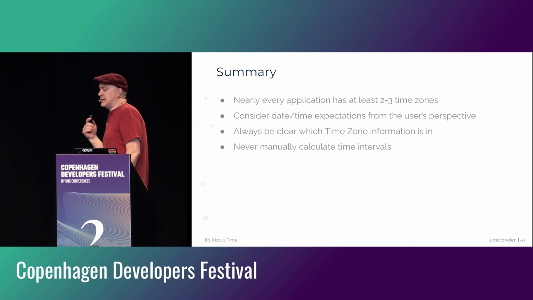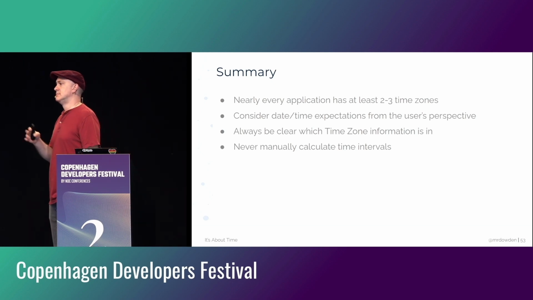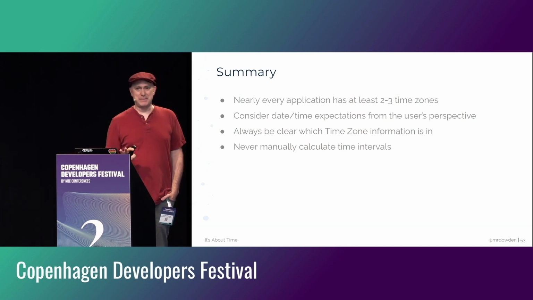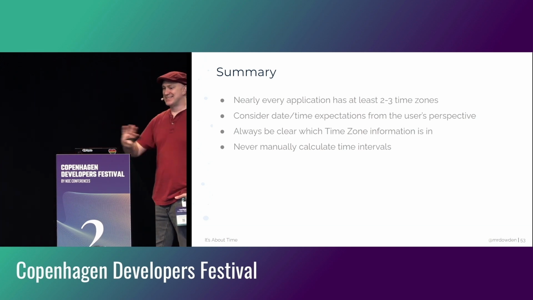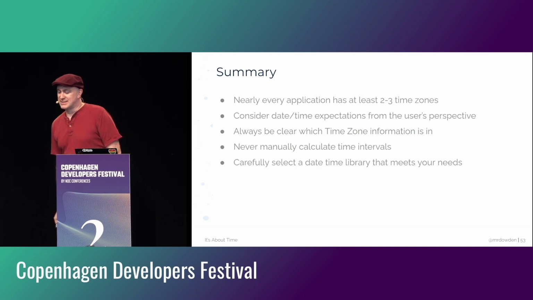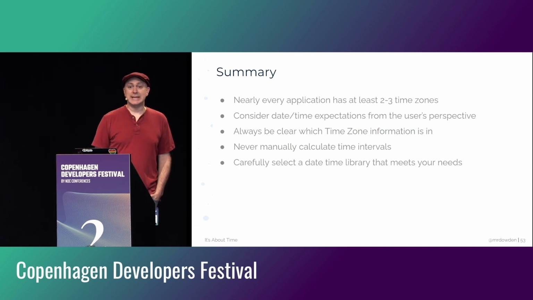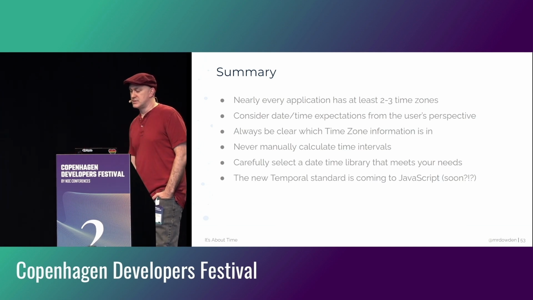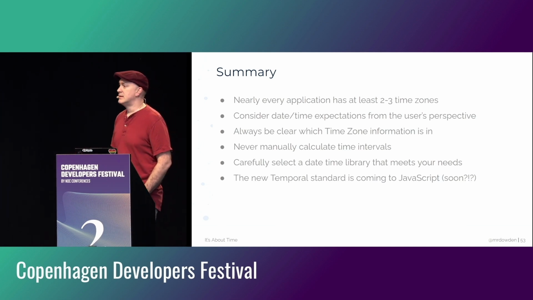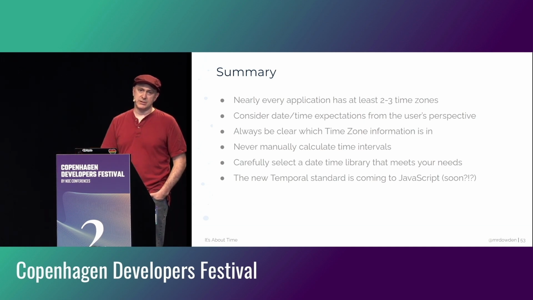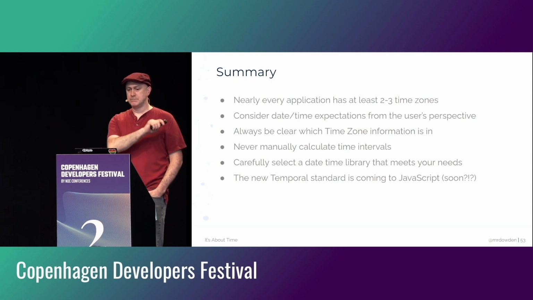Never manually calculate time intervals, ever. I know it's tempting to roll back to epoch and do epoch date time math. Don't do it. It's going to be wrong. I promise it's going to be wrong. Carefully select the datetime library that meets your needs. The 2 leading candidates right now are Luxon and Temporal. And of course, the Temporal standard is coming soon and will hopefully by next year be the general standard, but Luxon's going to be here for quite a while, I imagine. So don't be afraid to use it.